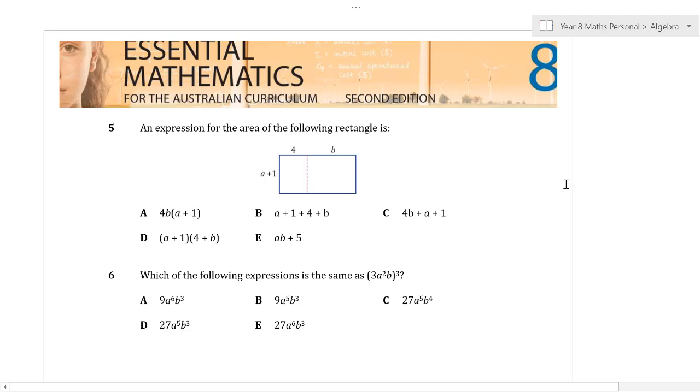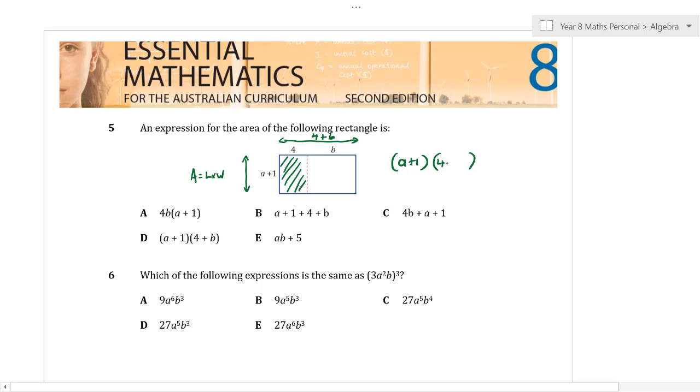All right, an expression for the area of this rectangle. Now, what you should really do when it comes to these things is, if we wanted this area here, let's look at the length of this rectangle. Area is equal to length times width. Now, I'm going to call this length, in terms of algebra, a plus 1, and I'm going to use a bracket. And as you can see, if I have a 4 and b, this distance here is 4 plus b.